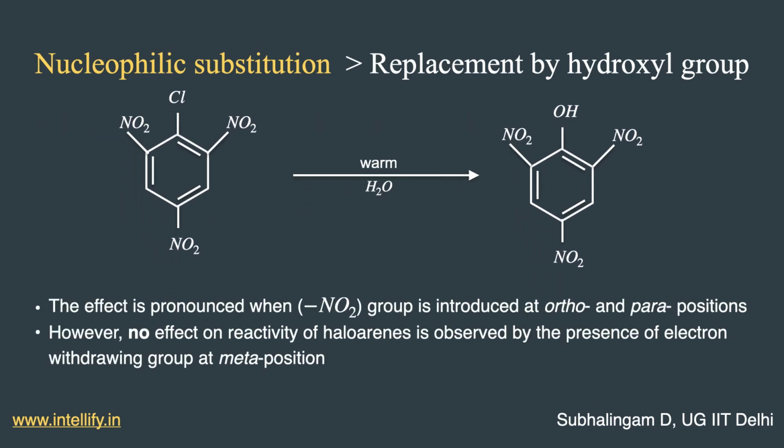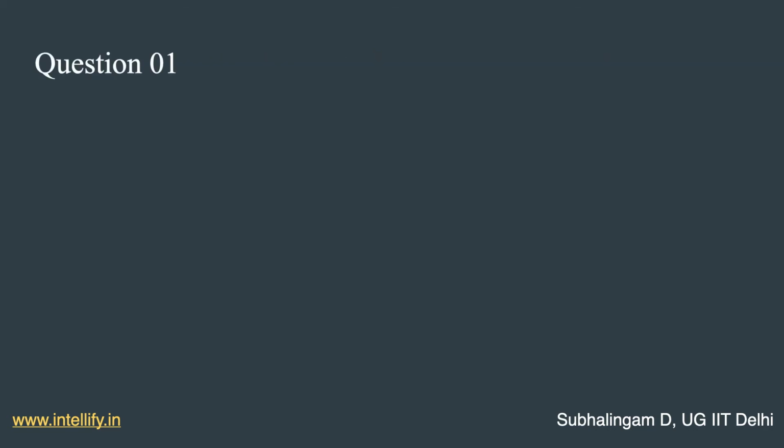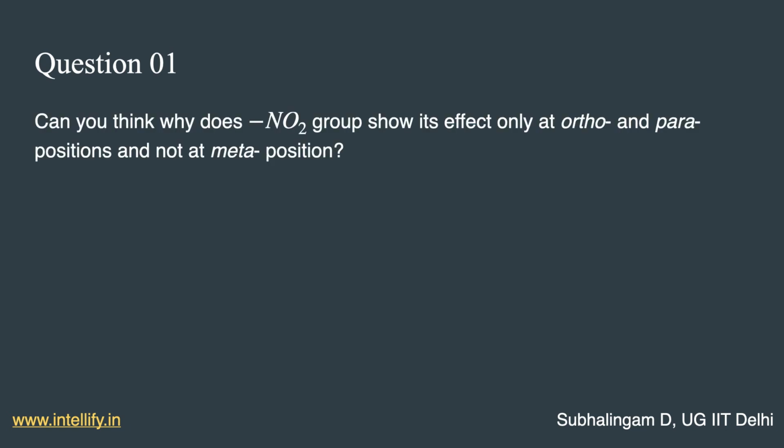The effect is pronounced when NO2 group is introduced at ortho and para positions. However, no effect on reactivity of haloarenes is observed by the presence of electron withdrawing group at meta position. Can you think why? And that's the next question for you. Can you think why does NO2 group show its effect only at ortho and para positions and not at meta position? I will give you 15 seconds and you can pause the video if you need more time.